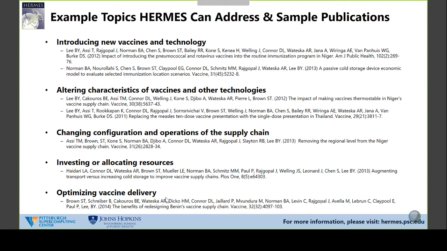And then optimizing vaccine delivery and also making sure that we have equitable vaccine delivery, making sure the entire country or the entire area or region that we're looking at will actually get vaccines when they need them.